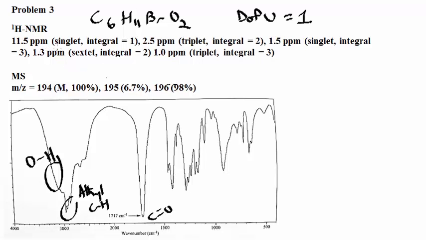So at 11.5 ppm, we have a broad singlet with integral of 1, so that means that we have 1 hydrogen, and this is very likely due, based on its chemical shift, to the hydrogen in the COOH, or that carboxyl group. At 2.5 ppm, we have a triplet with an integral 2. So 2 means that we have 2 hydrogen.